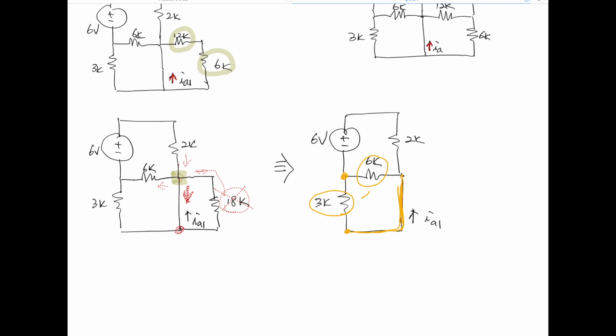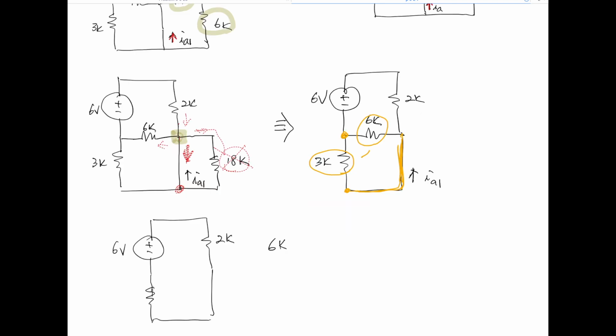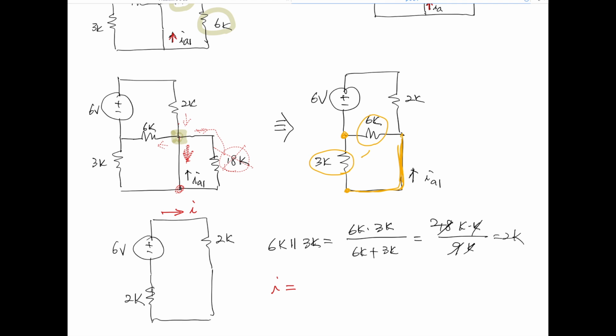If we redraw the circuit, it looks like this. The 6K is parallel with the 3K. We multiply them together for the numerator and add them for the denominator, which gives 2K. Now, this is a single loop, so the actual current goes from higher potential to lower potential. The actual current I is going in that direction, and I equals the total voltage, 6, over the sum of these two resistors, 4K. So it is 3 over 2 milliamp.